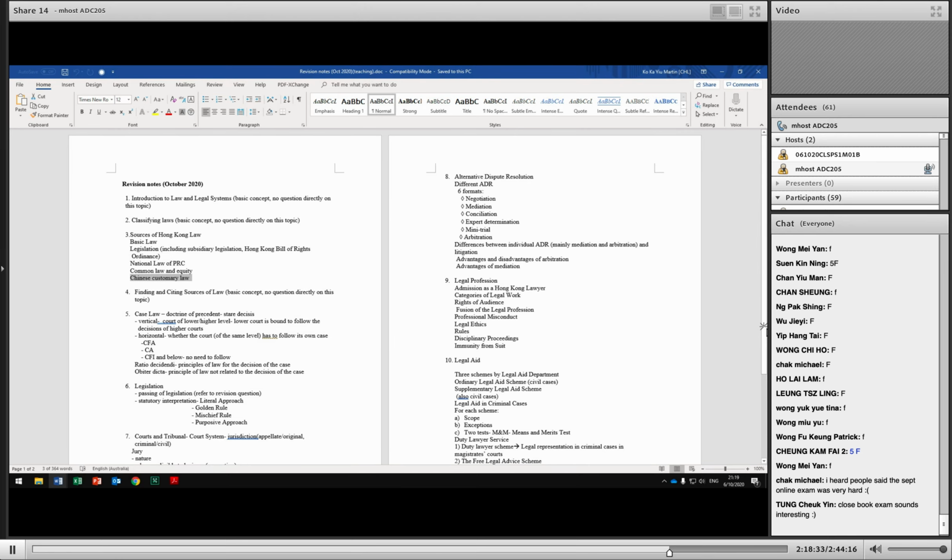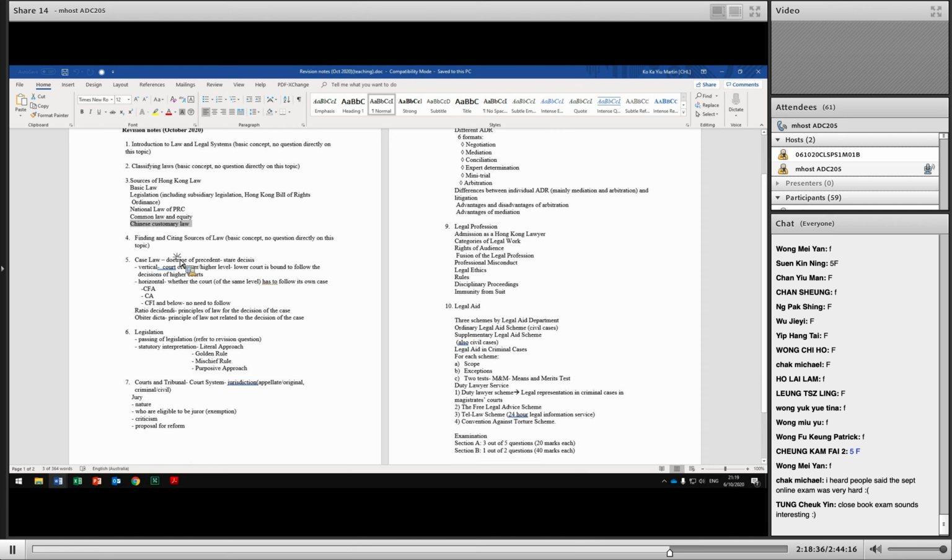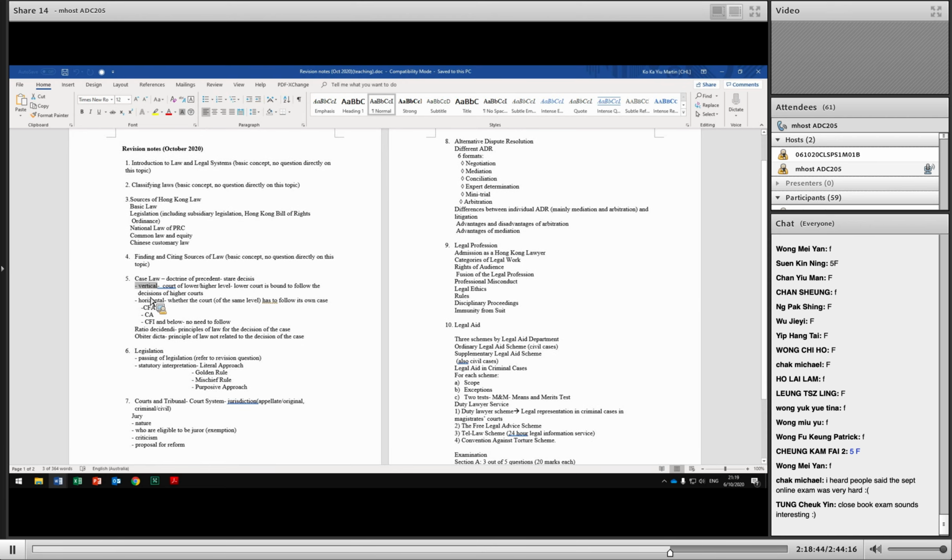Chapter 5 is basically case law. You have to be very familiar with the doctrine of precedent, stare decisis. We have 2 types: vertical and horizontal stare decisis. Vertical is about the relationship of higher court and lower court. The principle is very simple: the lower court is bound to follow the decision of the higher court. For horizontal, the rule is not the same for each level of court. The CFA usually will follow its own rule. It will be very exceptional if the CFA does not follow. For the CA, it will be bound by its earlier decision unless the earlier decision is plainly wrong. CFI and below, no need to follow.